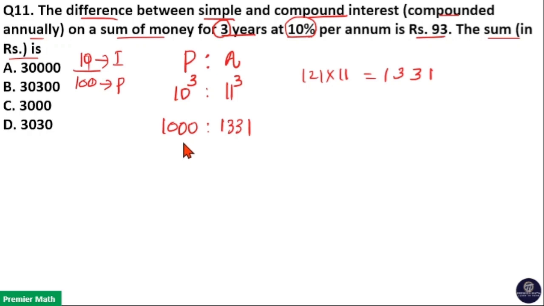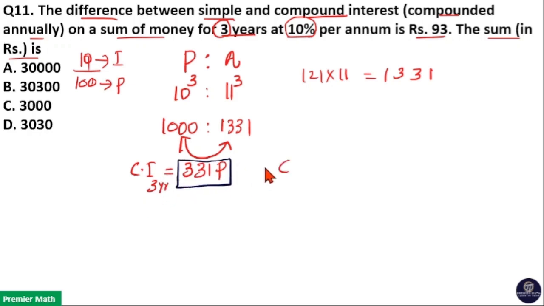Now take the difference between principal and amount. Here principal is 1000 parts and amount is 1331 parts. So difference is equal to 331 parts. This is in ratio, so we need to write parts here. So here compound interest for 3 years is equal to 331 parts.